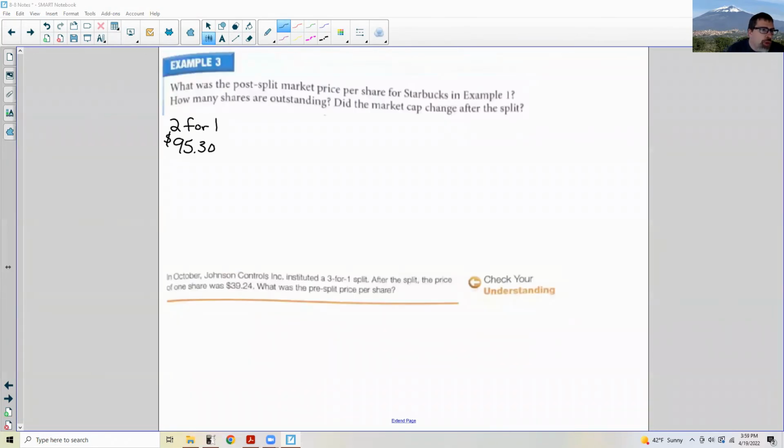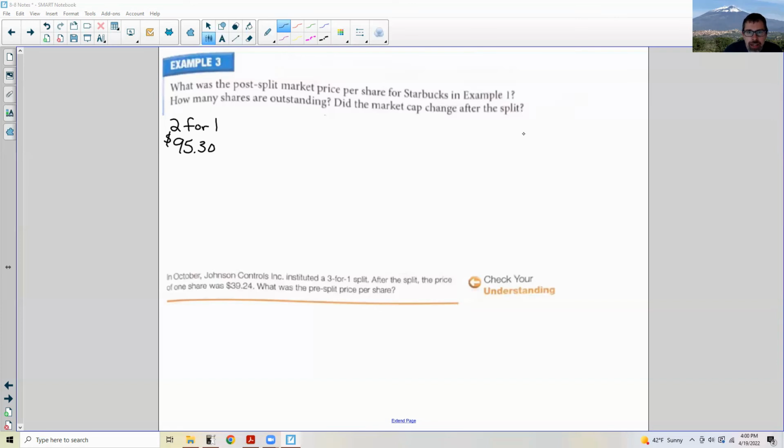Example 3 says, what was the post-split market price per share for Starbucks in example 1? How many shares are outstanding? Did the market change after the split? So it was a 2-for-1 split, which means for every share you had, you got 2. So 1 share became 2. When that happens, it does not benefit you financially as a stockholder immediately. The number of shares change, the dollar amount changes, but multiplying the 2 together is the same product.